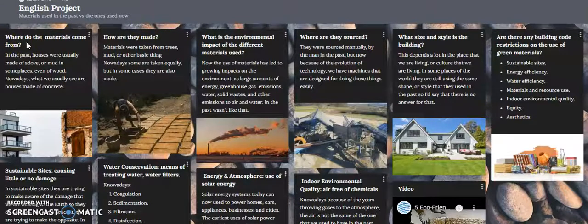In the past, houses were usually made of adobe, or mud in some places, even of wood. Nowadays, what we usually see are houses made of concrete, like this one that we can see right here. How are they made? Materials were taken from trees, mud, or other basic things.